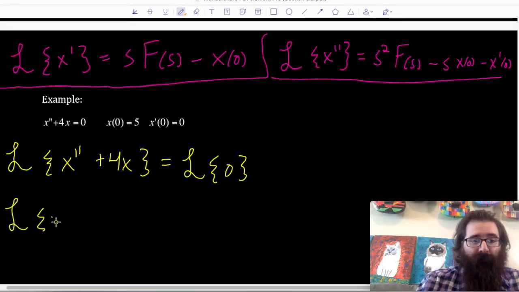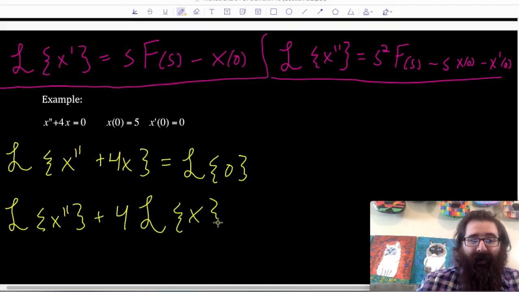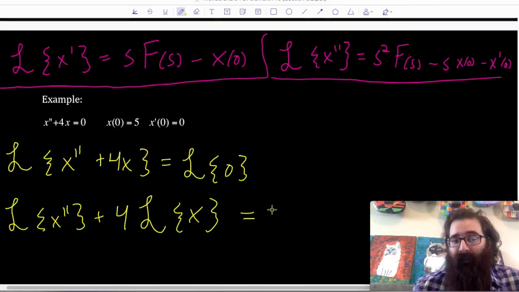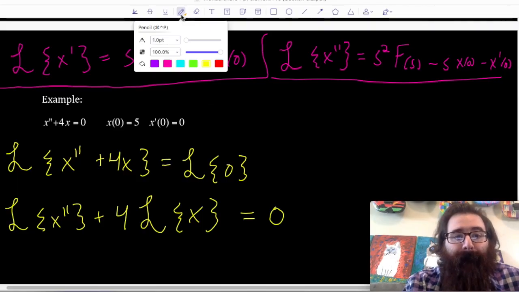So the Laplace transformation of x double prime plus 4 times the Laplace transformation applied on x equals, now the Laplace transformation applied on the function 0 we haven't talked about yet, but this is going to give us 0, and I want to show why. Of course I want to show why.